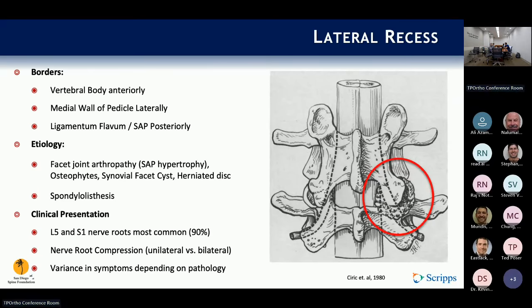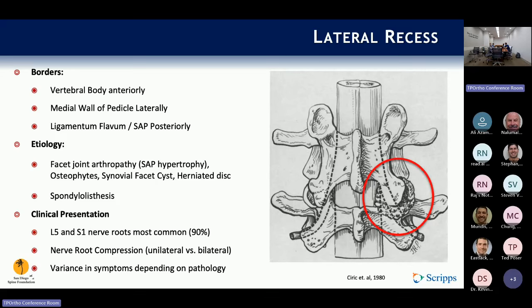Now moving on to lateral recess stenosis. The borders of the lateral recess are essentially the vertebral body anteriorly, the medial wall of the pedicle laterally, and then the ligamentum flavum and SAP posteriorly. You can see that outlined in the circle there on the far right.